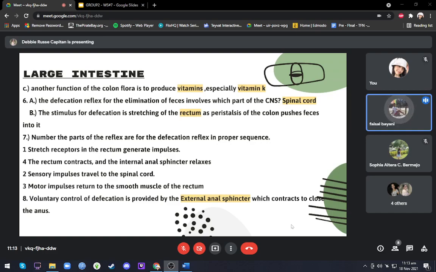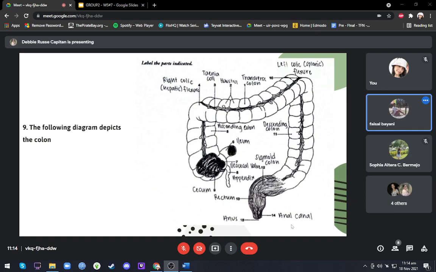1. Stretch receptors in the rectum generate impulses. 4. The rectum contracts and the internal anal sphincter relaxes. 2. Sensory impulses travel to the spinal cord. 3. Motor impulses return to the smooth muscle of the rectum. Number 8. Voluntary control of defecation is provided by the external anal sphincter, which contracts to close the anus. The following diagram depicts the colon.